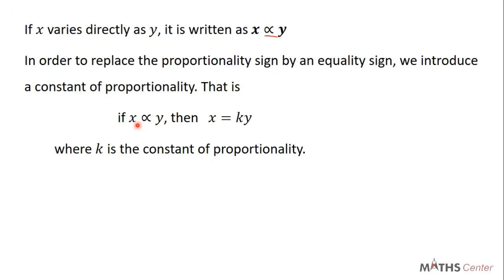So take note of this. If x is directly proportional to y, or if x varies directly as y, it's written as x is proportional to y. And in order to replace the proportionality sign with an equal to sign, we introduce a constant of proportionality. So here we are going to multiply y, which is on the right hand side, by k, where k is the constant of proportionality. So for here, x is equal to ky, where k is the constant of proportionality. Take note of this expression. We are going to use it a lot in our studies on variations.